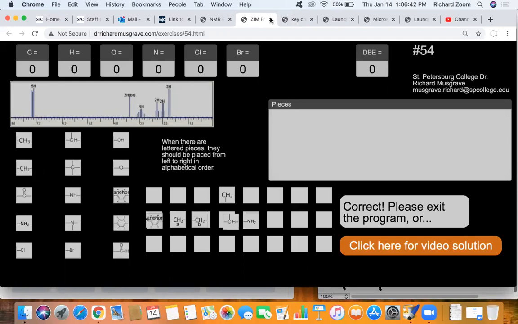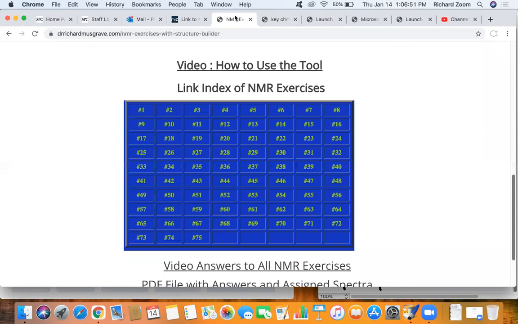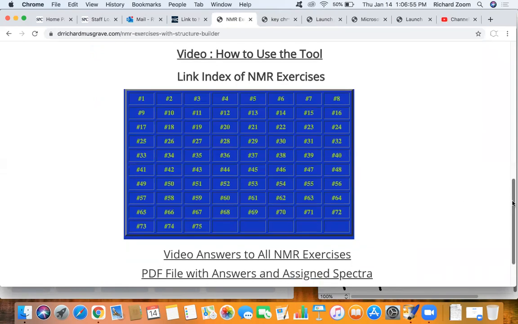But there you go. There's 75 of those examples, and they all have videos attached to them as well. And you know you can go through. There's also a PDF file with all the answers as well as the assigned spectra. So with the A's, B's, and C's and everything else on it as well. So let me open that.